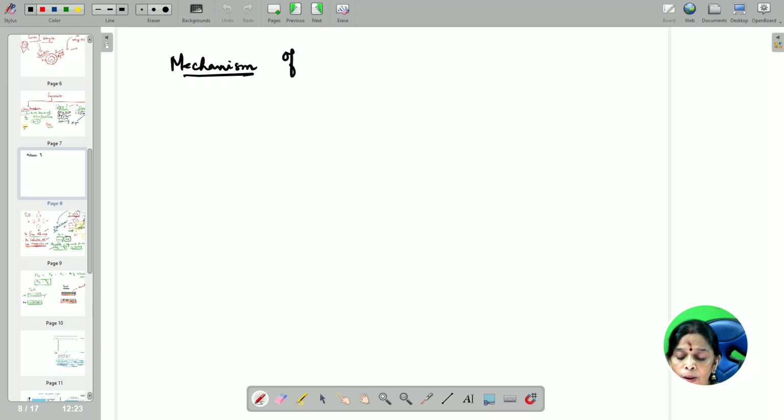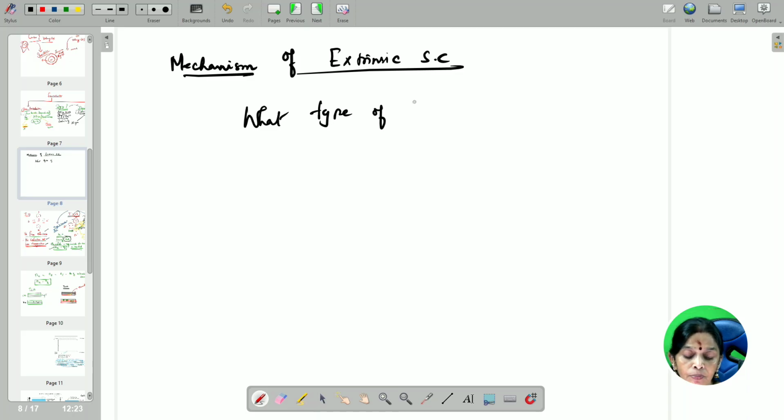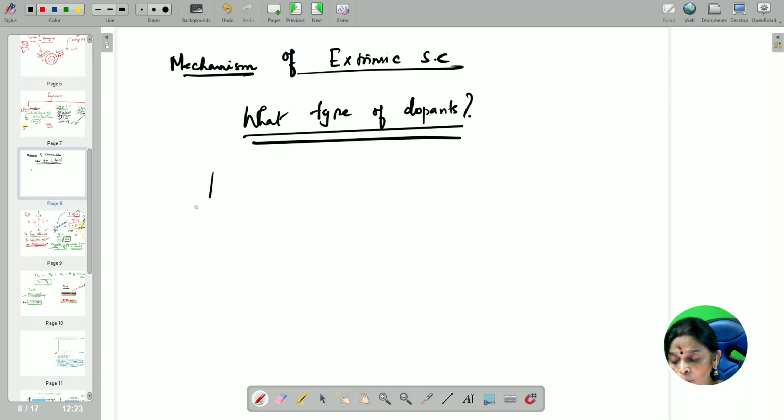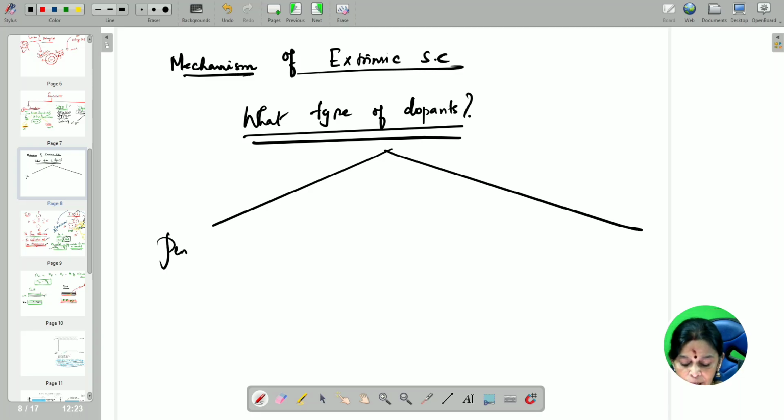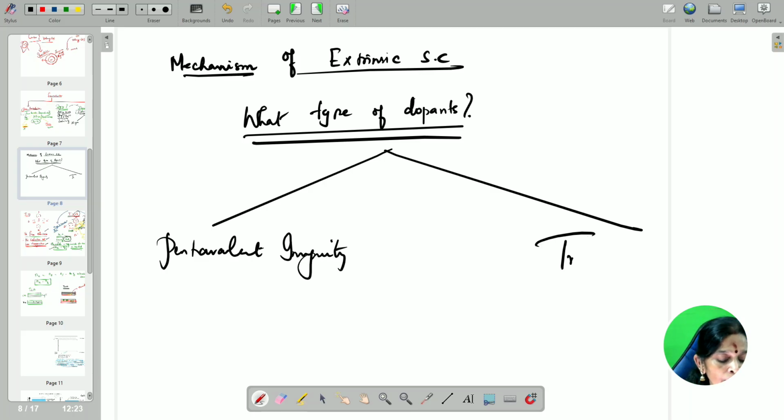Mechanism of extrinsic semiconductor. So you must know about doping. What type of dopants are needed? Doping we are saying, but what type of dopants? Why do we choose that? Number one, there are two types of dopants. One is pentavalent impurity. Another one is trivalent impurity.